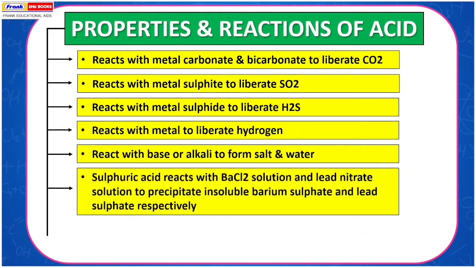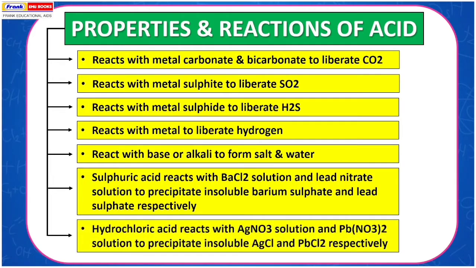Sulfuric acid reacts with barium chloride solution and lead nitrate solution to precipitate insoluble barium sulfate and lead sulfate respectively. Hydrochloric acid reacts with AgNO3 solution and lead nitrate solution to precipitate insoluble AgCl and PbCl2 respectively.